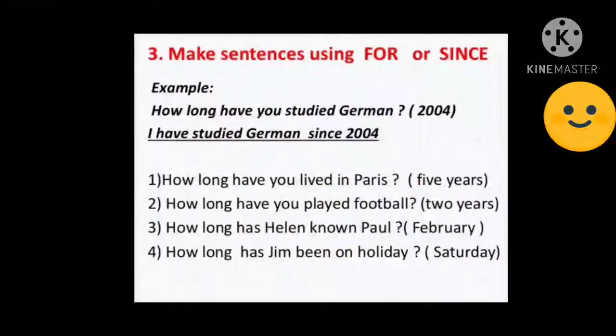Okay, hope you have understood this very well, and try to watch this video one more time if you feel necessary, and try to practice many exercises on for and since until you become perfect.